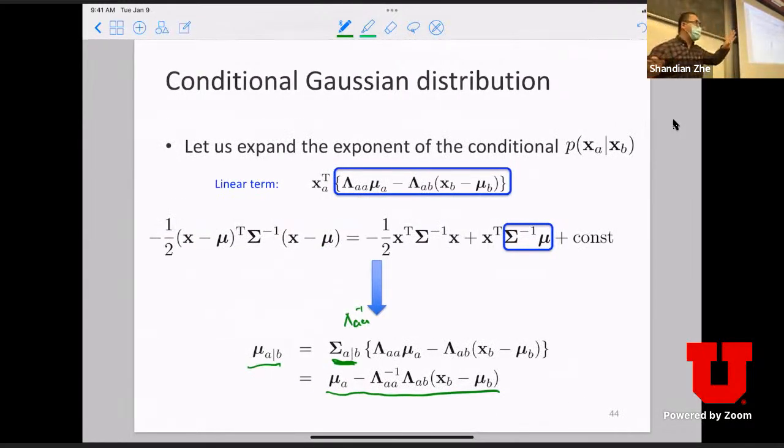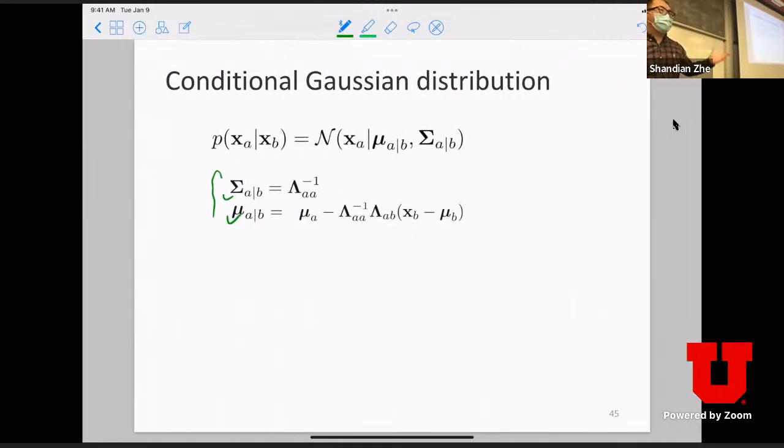I highly suggest you look at the slides and derive it by yourself, because we won't spend like 20 minutes doing that. I'll just give you the conclusion. By applying this completing the square trick, we can get your conditional Gaussian. It has the conditional mean mu and conditional covariance in this form.